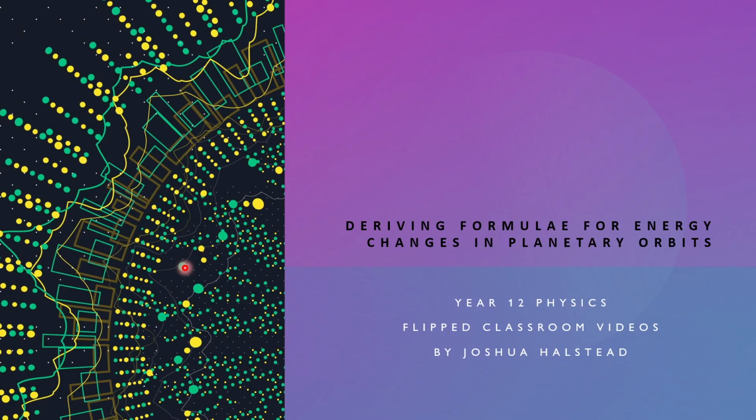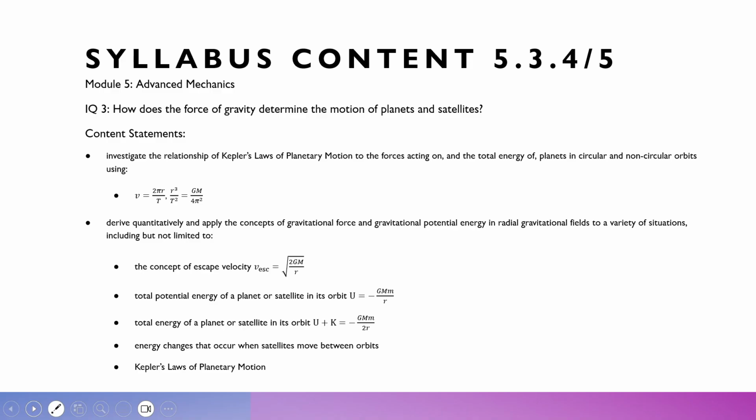G'day, in this video we're going to be looking at a bunch of different formulae that we can use to describe the energy changes in planetary orbits. Particularly our focus is going to be on deriving those relationships. Now in this video we're going to be looking at dot points 5.3.4 and 5.